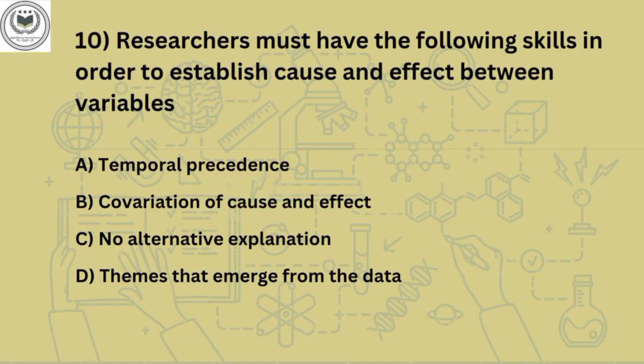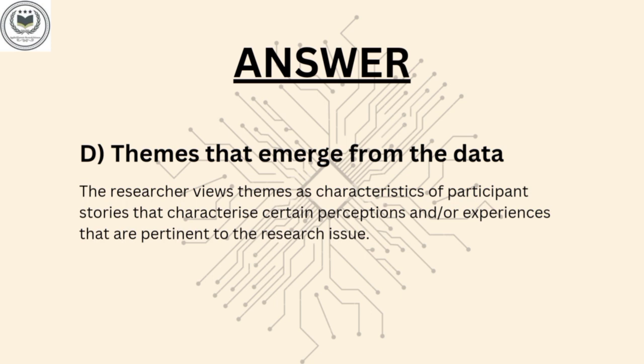10th question is, researchers must have the following skills in order to establish cause and effect between variables. Option A temporal precedence, option B covariation of cause and effect, option C no alternative explanation, option D themes that emerge from the data. The answer of the 10th question is option D themes that emerge from the data.